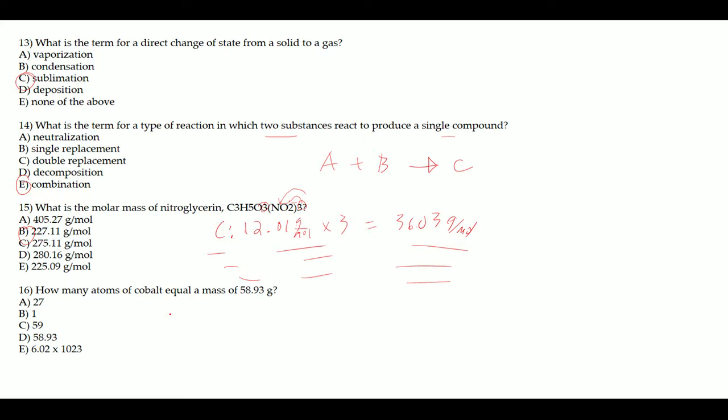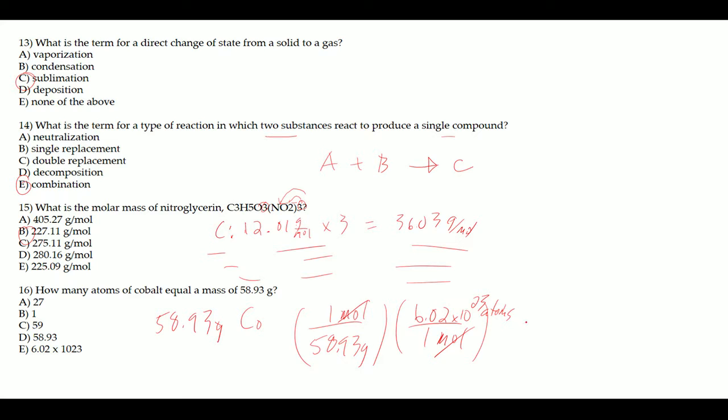16, how many atoms have a mass of 58.93 grams? So that many grams of cobalt. Grams to atoms, I got to go through the mole. To go from grams to moles, I use the molar mass, so 58.93 grams per 1 mole. And then to get to atoms, I use Avogadro's. And there's that many atoms per 1 mole. And I orient them like this so that the moles cancel. Okay, so my answer here should be E.